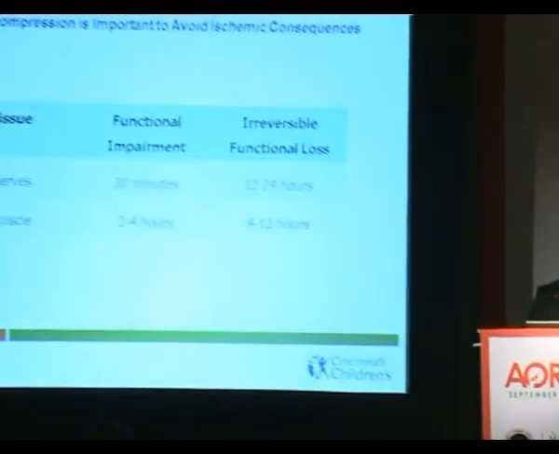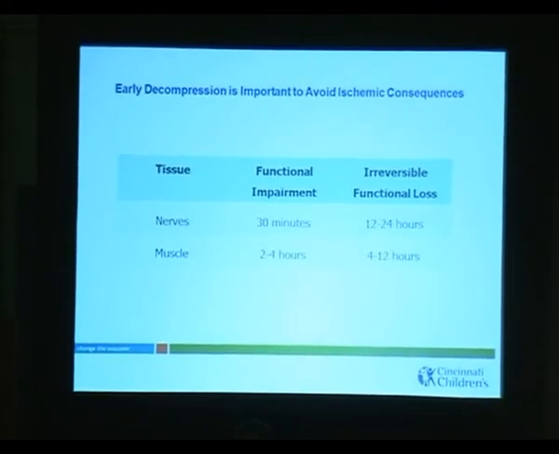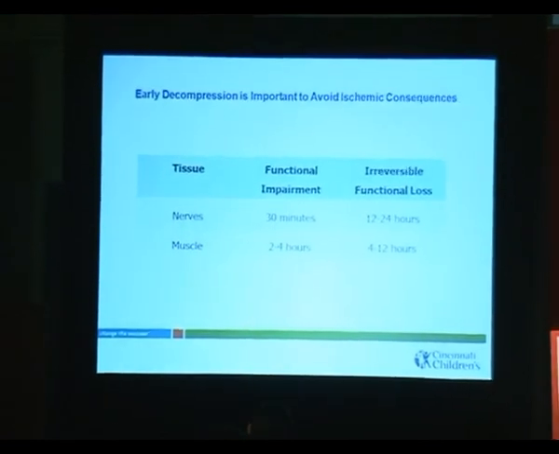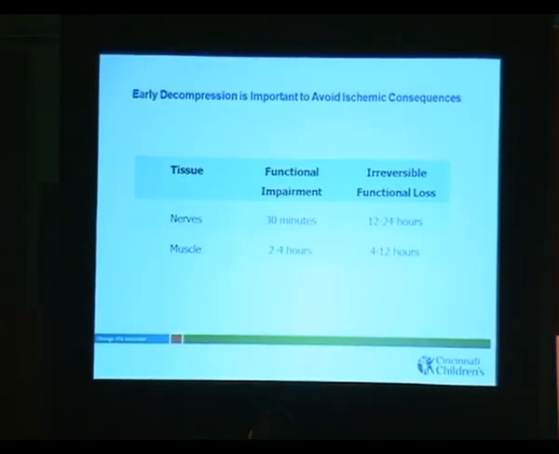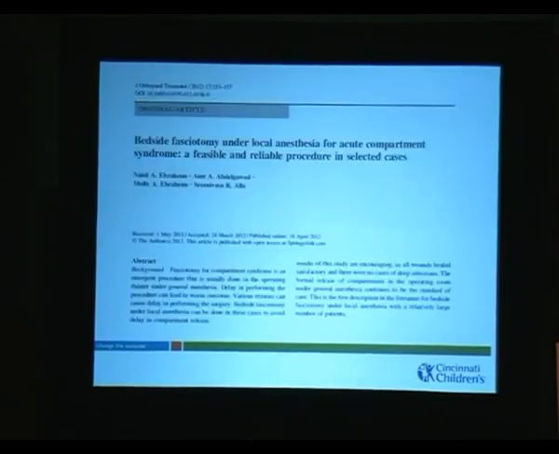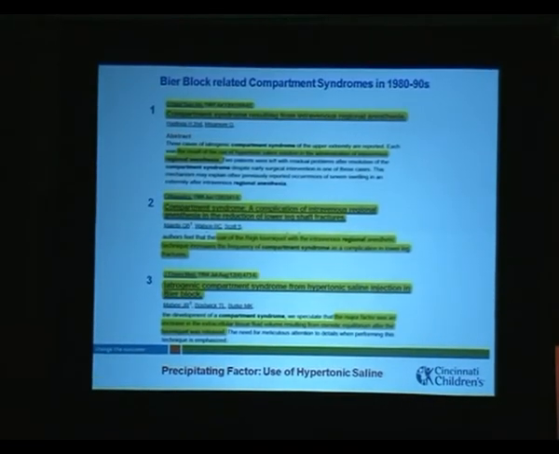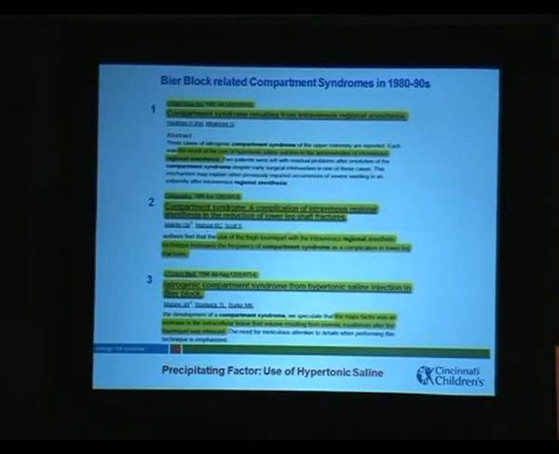So if you don't immediately intervene, say in 30 minutes, nerve will dysfunction. In 2 to 4 hours, the muscle will dysfunction. Muscle necrosis has been reported in 4 hours. So you have to move faster. So I'll skip this one. There is a lot of evidence from beer block, from hypertonic saline. At least he's not using that, which is a good thing.